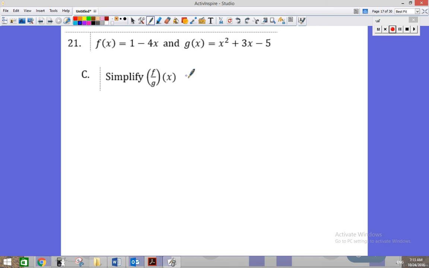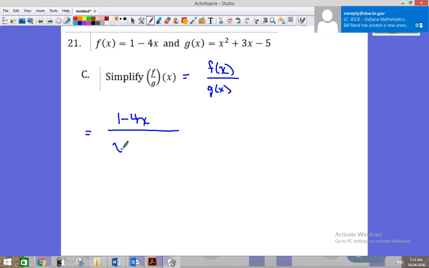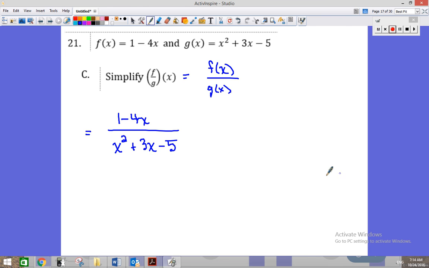In part C, I'm asked to build a new function through division to take f of x divided by g of x. F of x is 1 minus 4x. Now this g of x, I cannot factor it. So this is my answer.